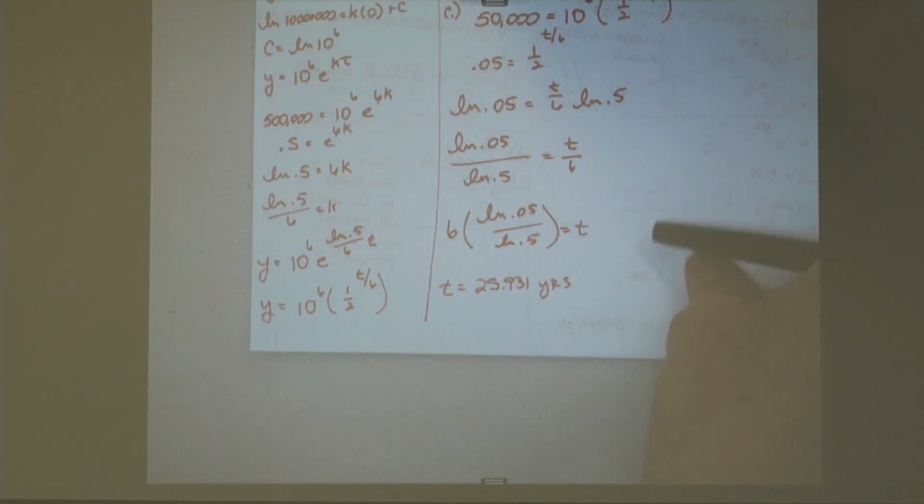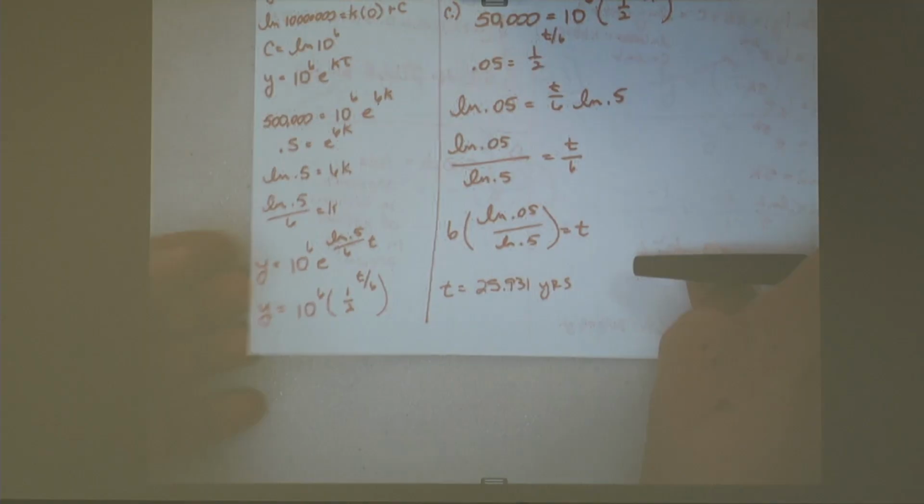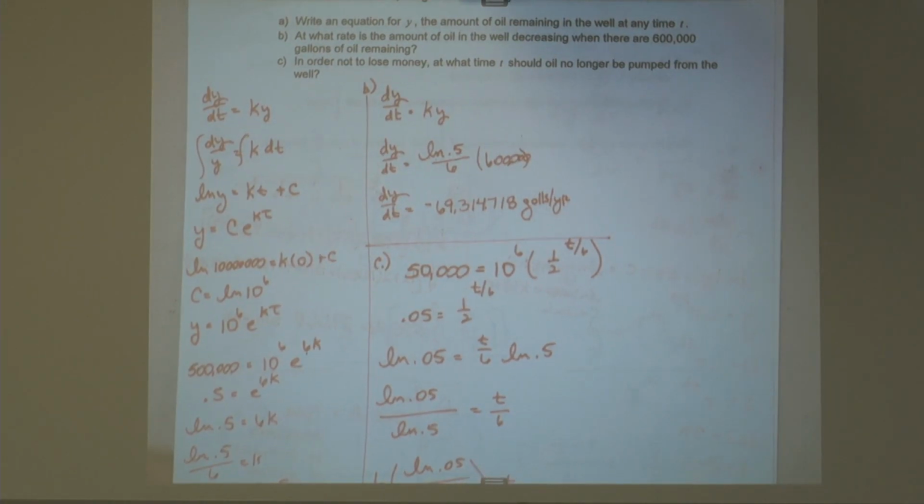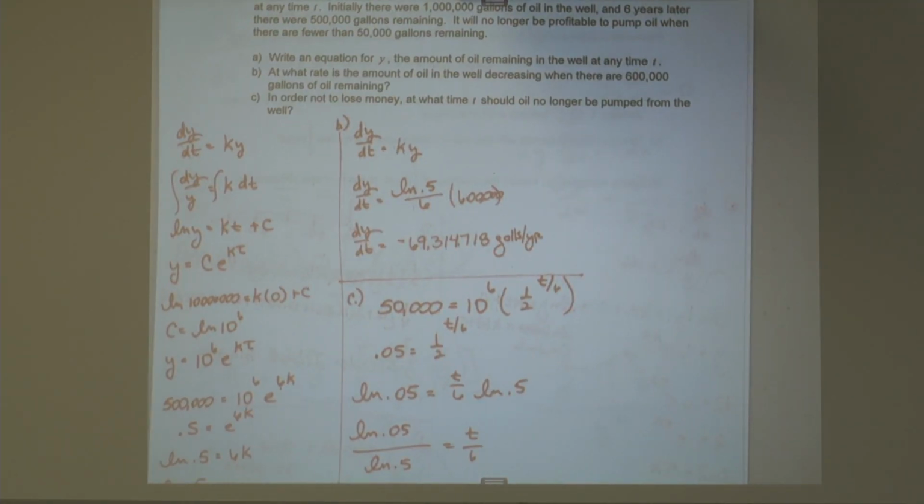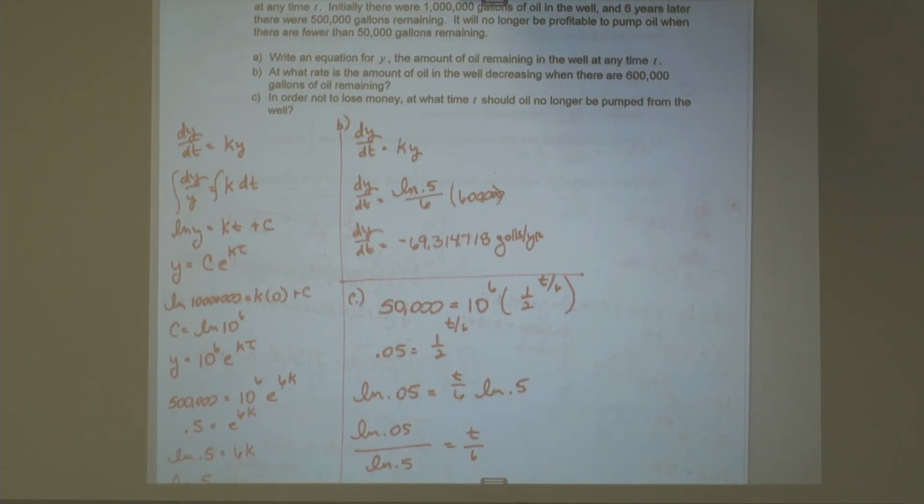All right, at what rate is the amount of oil in the well decreasing? This is a little tricky. At what rate is the oil decreasing when there are 600,000 gallons remaining? So they're asking you, what is the derivative? What's the rate of change? Hopefully you realized you're just going to use the straight up equation that they gave us. And you've got negative 69,314.